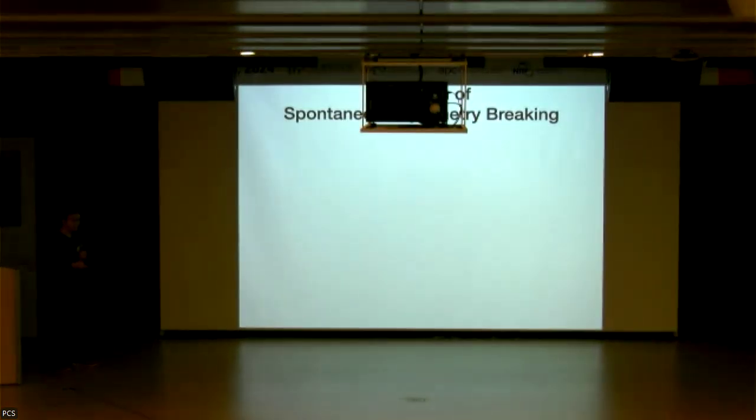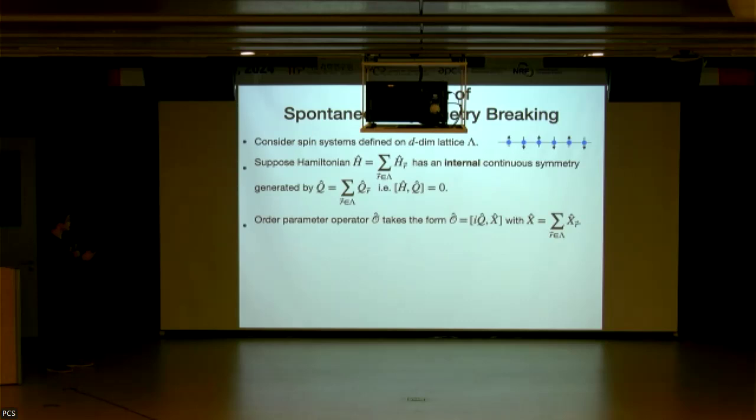Okay. But before that, I need to give you a more precise definition of spontaneous symmetry breaking. Let's restrict ourselves to spin models defined on a lattice, and I want to write down the Hamiltonian as a sum of local interactions, and it has an internal symmetry generated by this generator Q, which is again a sum of local charge densities, and the Hamiltonian and charge operator Q commute. Then I introduce an order parameter O that is given as a commutator of this generator Q and the auxiliary field X. Okay, this is a standard setting, right?